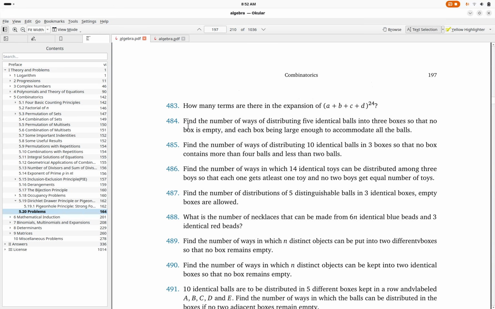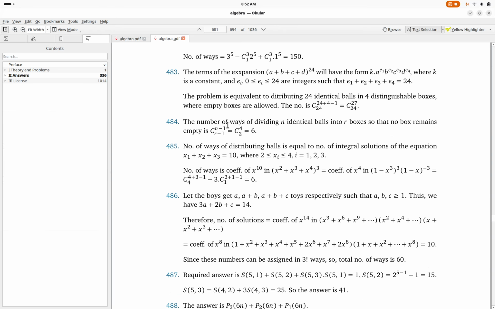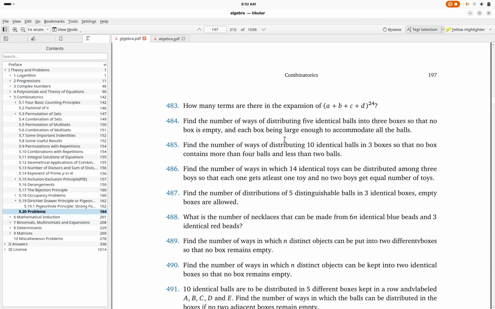Question 484 says: find the number of ways of distributing 5 identical balls into 3 boxes so that no box is empty, each box being large enough to accommodate all the balls. The number of ways of dividing n identical balls into r boxes so that no box remains empty is n minus 1 C r minus 1, that is 4C2, which is equal to 6.